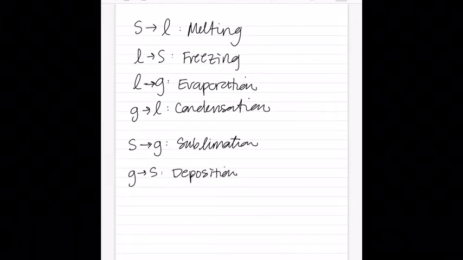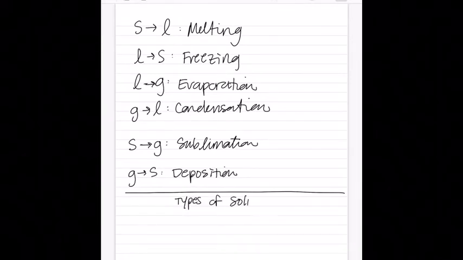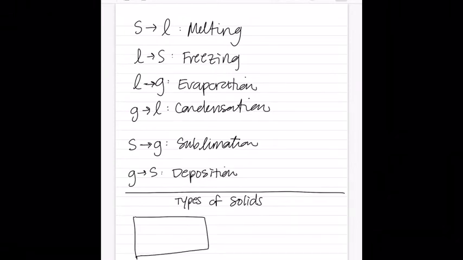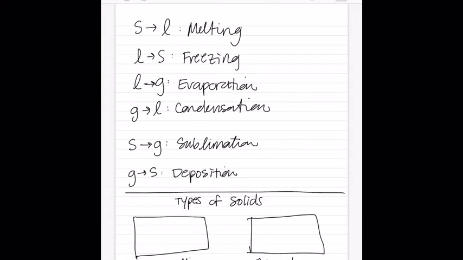Now, something else I would like to talk about are types of solids. Okay, I'm going to draw a little picture here. There are two types. You have a crystalline solid and you have an amorphous solid. Now, the difference between these two solids, yes, the particles are real close together, that's what makes them a solid in the first place, but there's two types of solids.